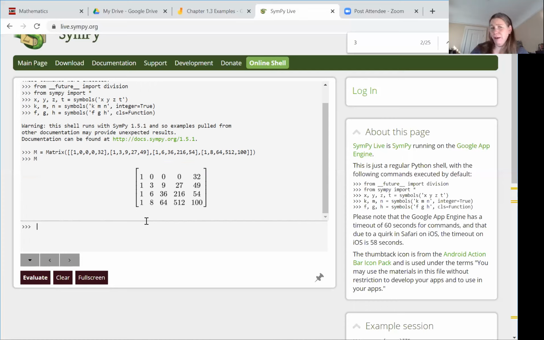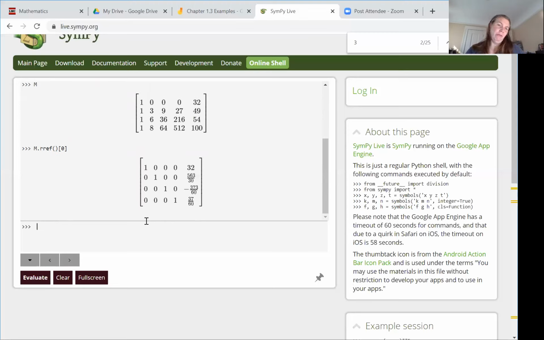Now here comes the magic of technology: I want to get my reduced row echelon form here. So I'm going to type M, capital M, because that's what I named my matrix, dot RREF, and then parentheses so it does the reduced row echelon function. And then I just want the first output. Remember, if we don't put this, we get the pivot column location as well. So we are just going to put a 0 in brackets. That's kind of computer code speak for just give me the first value that this function returns. And we hit enter, and here's my matrix in reduced row echelon form.